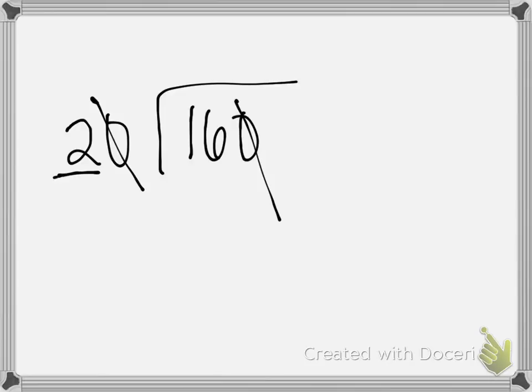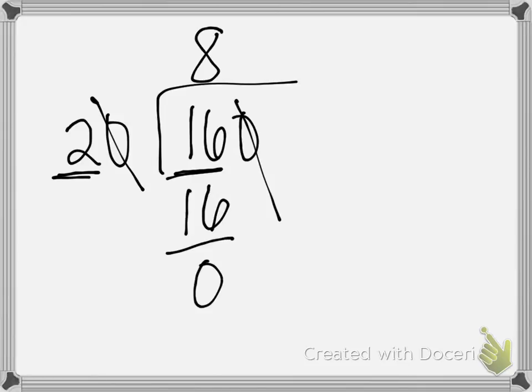Now I say, how many times does 2 go into 16? Yes, 8 times, and 8 times 2 is 16. So my answer here would be 8 uniforms. And don't forget your label.